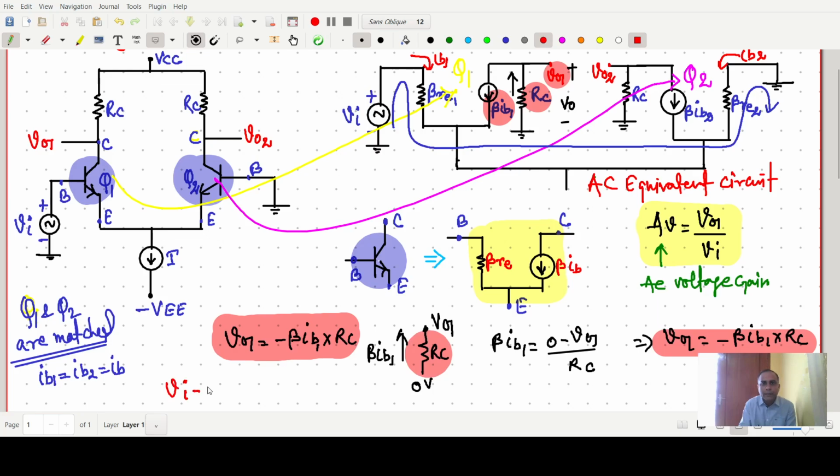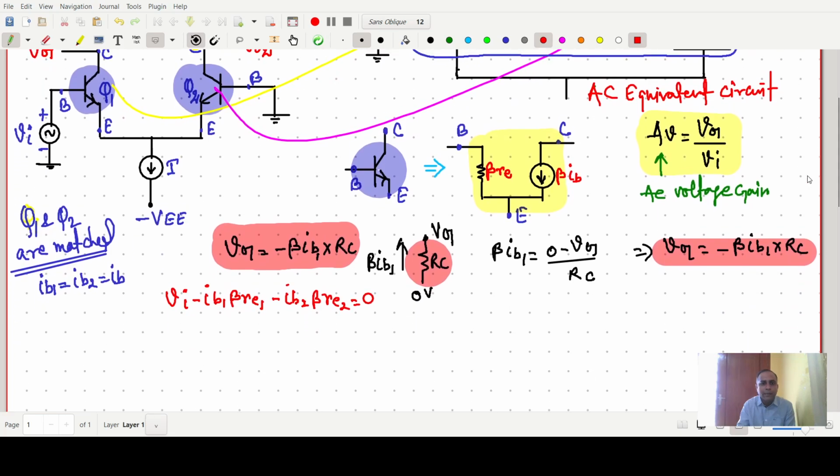VI minus IB1 beta RE1, and again minus IB2 beta RE2 equals 0. Is it okay? Simple. VI minus IB1 beta RE1, and then again minus IB2 beta RE2. Simple KVL, by applying KVL.